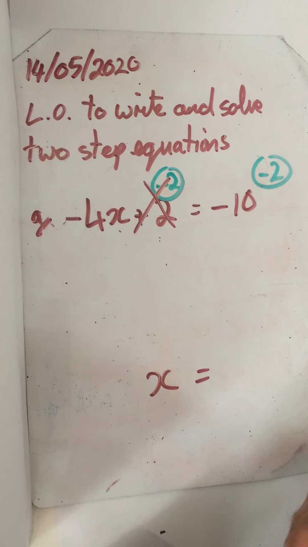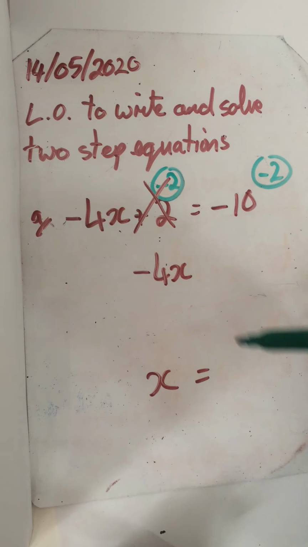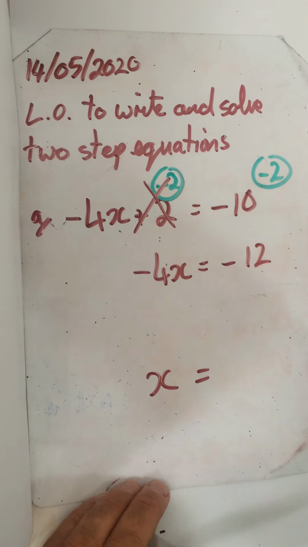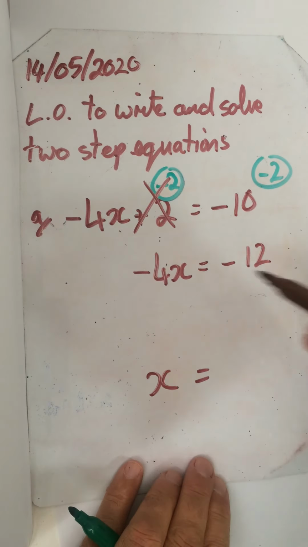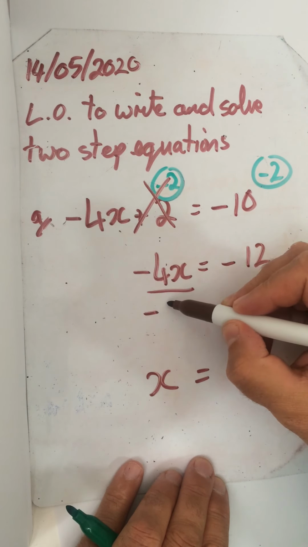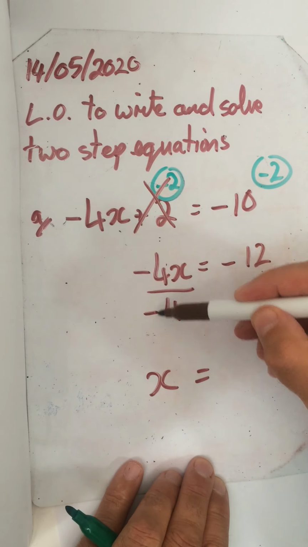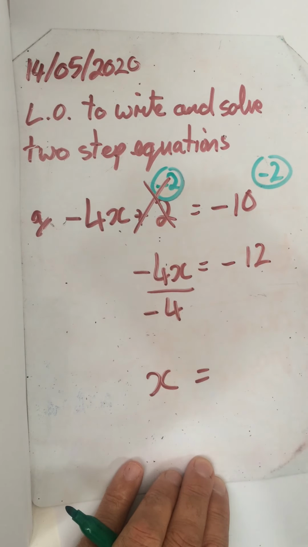So we're left then with minus 4x on this side of the equation, and then we've got minus 10 minus 2 gives us minus 12 on this side. Okay, now from here, because this is a negative 4x, we want to divide it by minus 4. Okay, a negative divided by a negative will give us a positive, so minus 4x divided by minus 4 will give us x. Okay, so we want to divide that by minus 4 too.